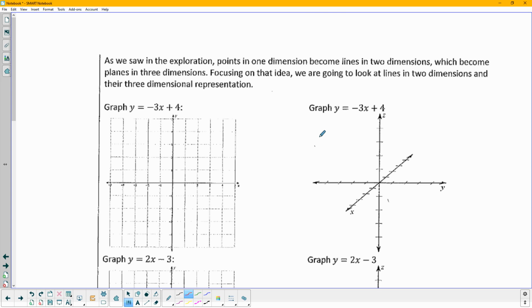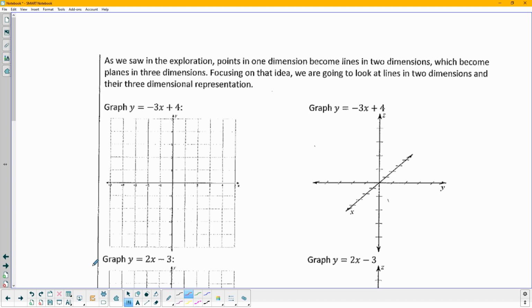So the next thing we went after is that we saw in the exploration that points in 1 dimension become lines in 2 dimensions, which become planes in 3 dimensions. And we're going to look at that idea and expand on that a little bit.